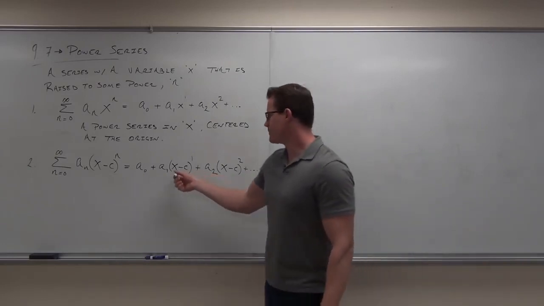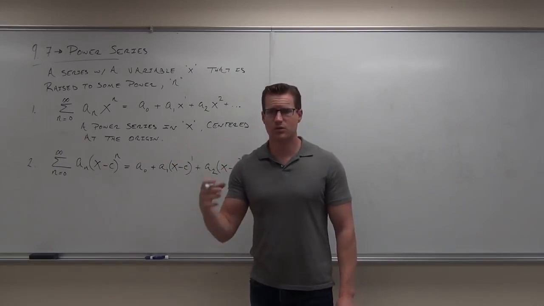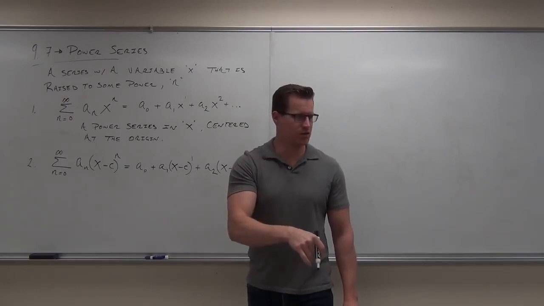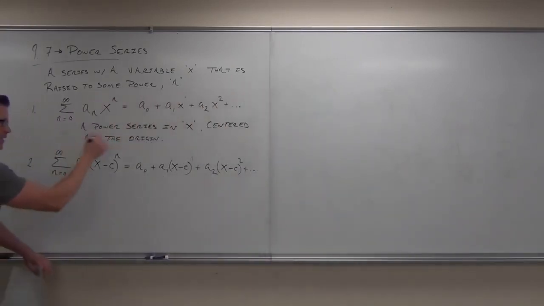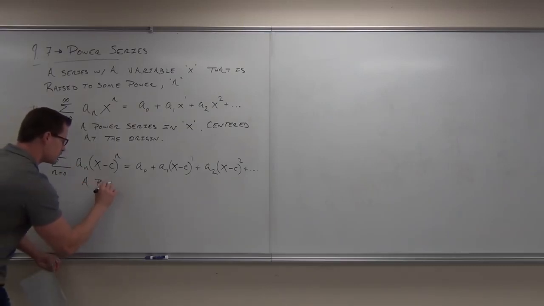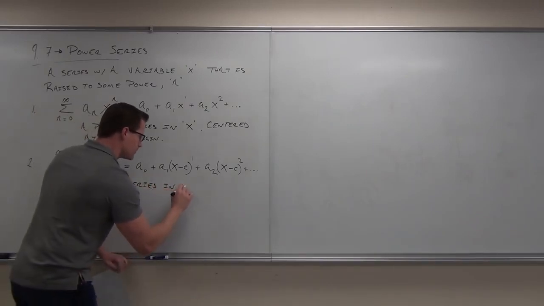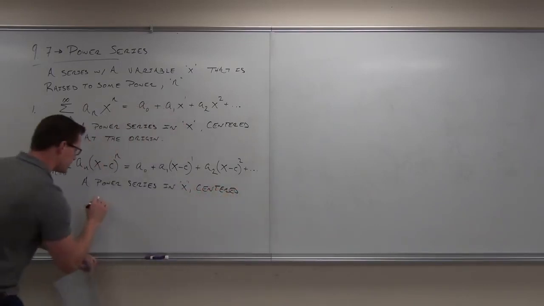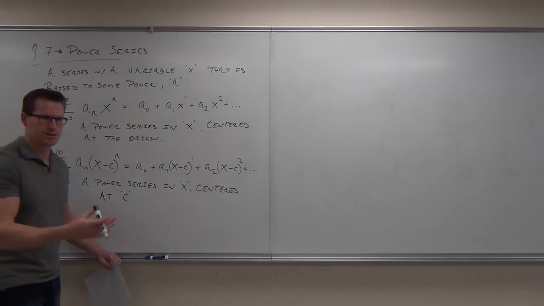So that little c that says x minus c, that c is what your center is. So if I have minus 3, we're centered at 3. If I have plus 2, we're centered at negative 2. Did you catch that? Are you sure? Because it's minus c, so minus negative would make that plus for us. So anyway, we have a power series in x still, but this is centered at c, where c is a constant.